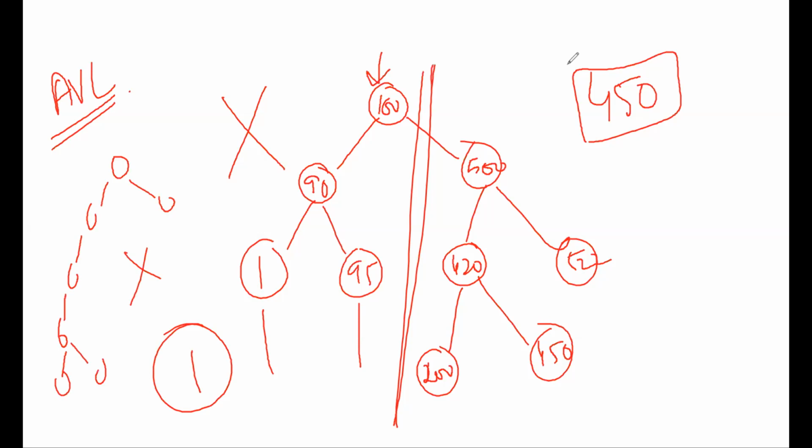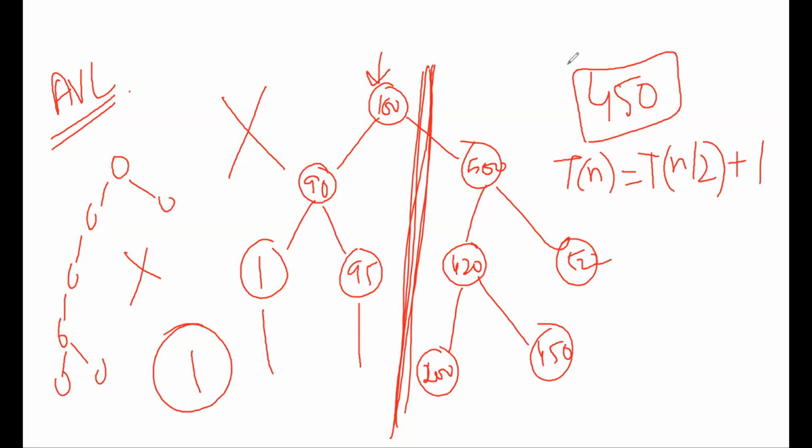When you go searching in a binary search tree with n elements, again you are dividing your problem into half. That's what we assume if it's a balanced tree. There'll be almost n by 2 elements on the left and almost n by 2 elements on the right. So you first compare with 100, that is this comparison, and then you look for 450 in the rest of the tree, which is n by 2 size.